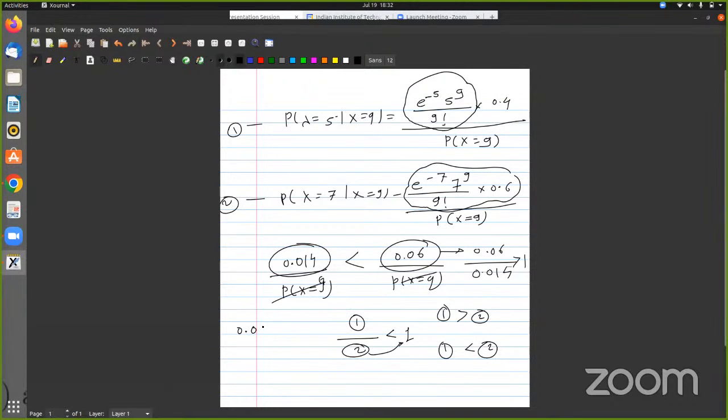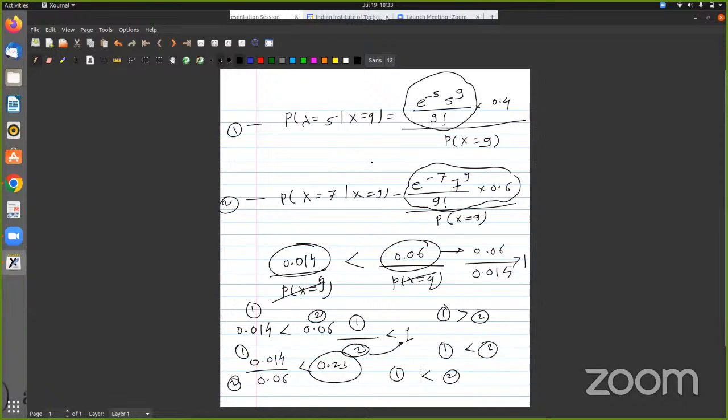Here 0.014, which is equation 1, is less than 0.06, which is equation 2. So if I divide equation 1 by equation 2, what will I get? 0.014 divided by 0.06 gives about 0.23, which is less than 1. So equation 1 is less than equation 2. So this is the way of comparison, right?